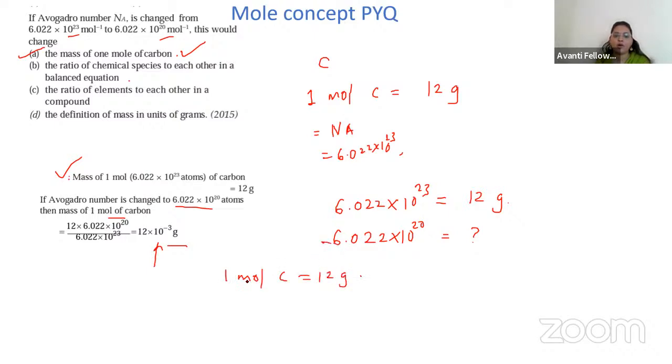But when you change the number of atoms, 1 mole of carbon changes to 12 into 10 raised to minus 3 gram. So this is our correct answer, Option A. Right? Any doubt? Okay, so let's move on to the next problem.